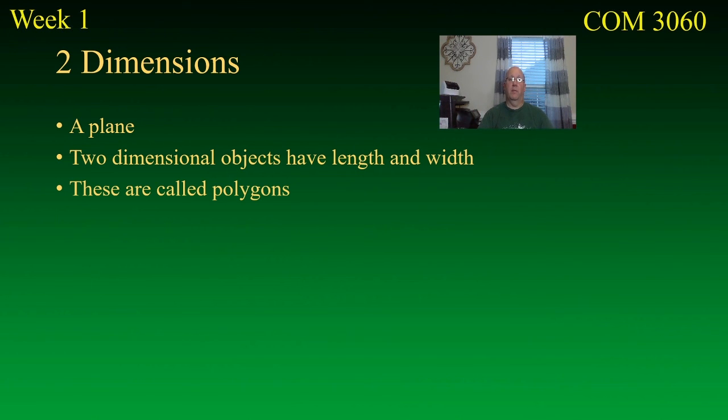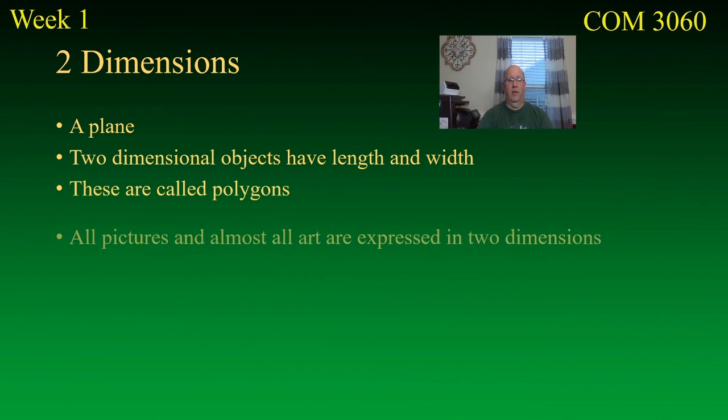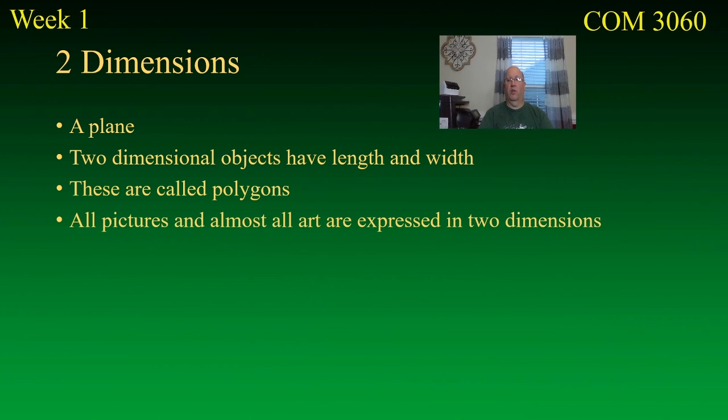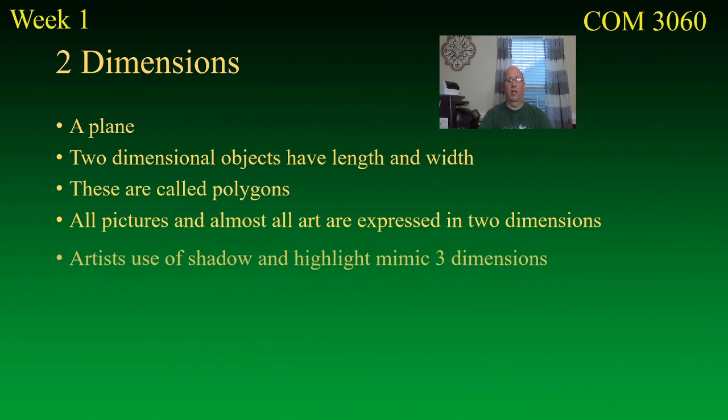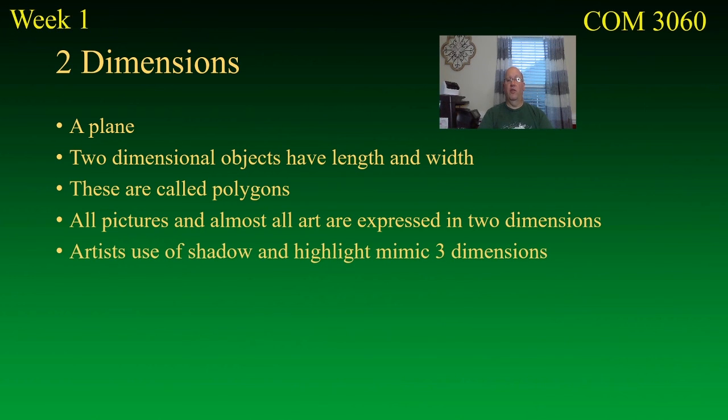They only exist on the piece of paper until you put them in some kind of context using a completely different understanding. Okay, all pictures and almost all art is expressed in 2 dimensions. You know, the great artists, most of them, except of course for the sculptors, worked in paint, acrylic, and things like that, and they used shadow and highlight to mimic the 3D world. But as long as they're painting on a 2D surface, they're still 2-dimensional.